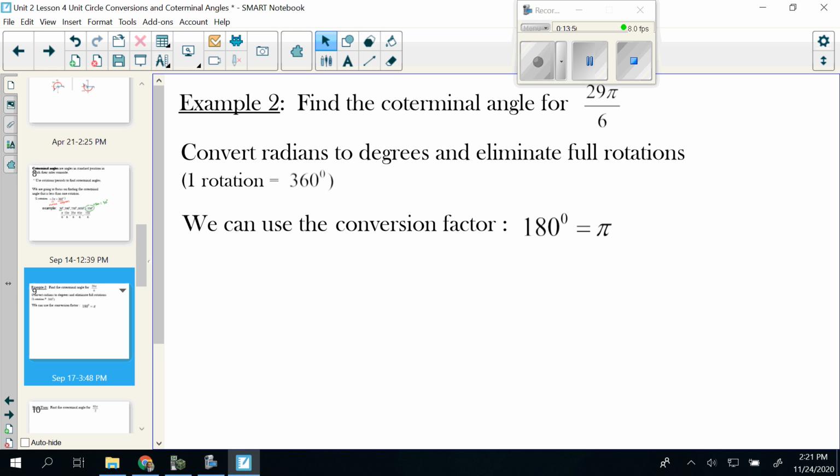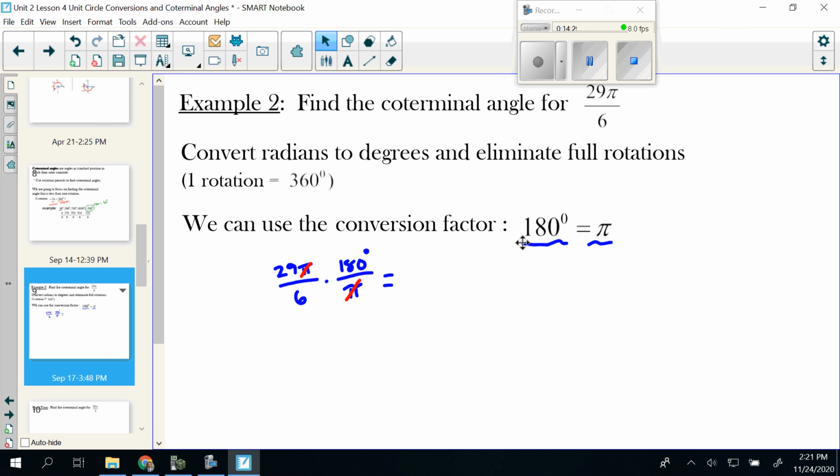All right, so they want us to find what's the coterminal angle to 29 pi over 6. We could do this in radians, but I think most of you are more comfortable with degrees, so we'll convert this to degrees first. Remember our conversion factor: 180 is the same as pi. So first we're going to convert this 29 pi over 6. We're going to times by 180 over pi to get the angle here in degrees.